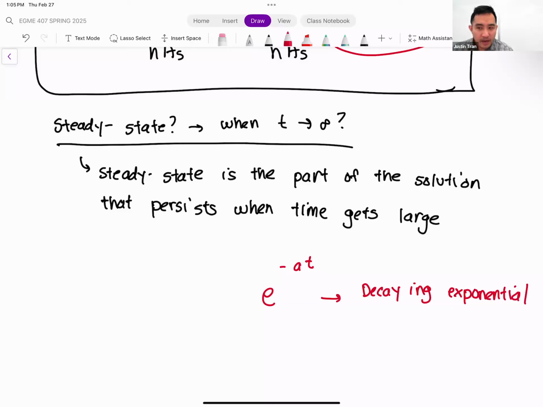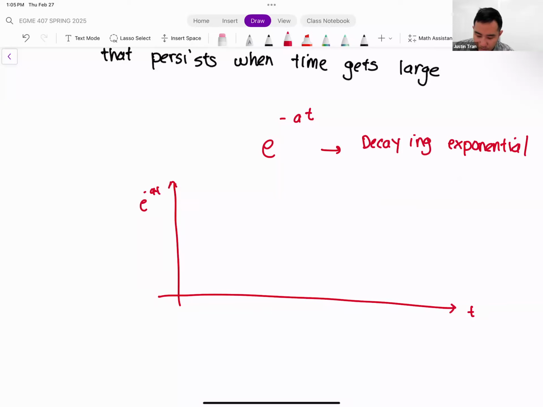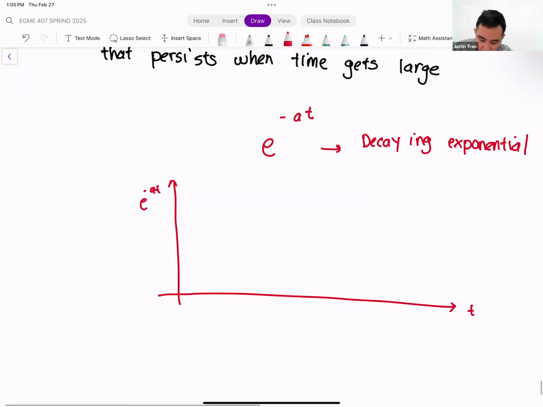It gets its name because it decays down to 0 at an exponential rate, right? And so if you plot it like this, we have time, we have e to the minus at. If you've ever seen this function, it looks something like this. It starts at 1 technically, and then it decays down to 0. It doesn't quite reach 0, but for all practical purposes, it becomes 0.